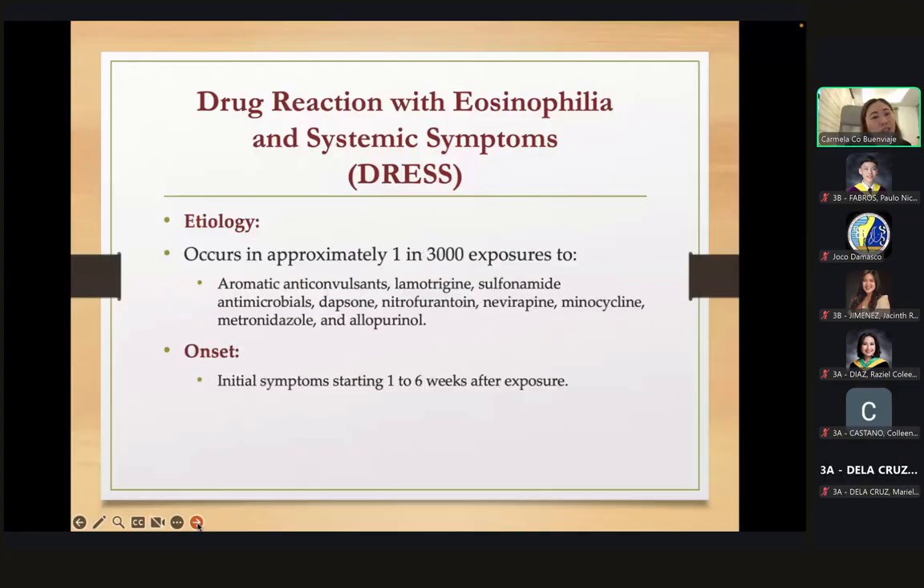So etiology, it occurs in approximately 1 in 3,000 exposures to the following medications: aromatic anticonvulsants, lamotrigine, sulfonamide antimicrobials, dapsone, nitrofurantoin, nevirapine, minocycline, metronidazole, and allopurinol. So these are the most common drugs causing DRESS. On the average, initial symptoms start 1 to 6 weeks after exposure.